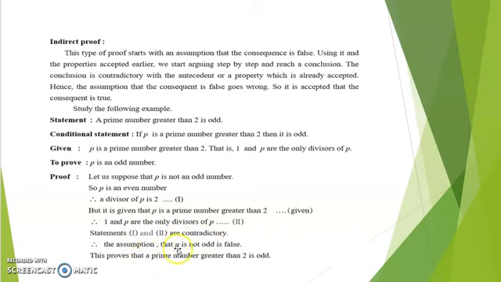Therefore, the assumption that P is not odd is false. On the basis of this, I'm saying that what I assumed is false. So if my assumption is false, that means what was told to me has to be correct. So this proves that a prime number greater than 2 is odd. This is how indirect proofs are written.